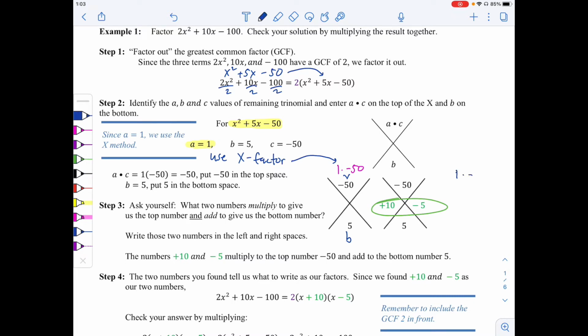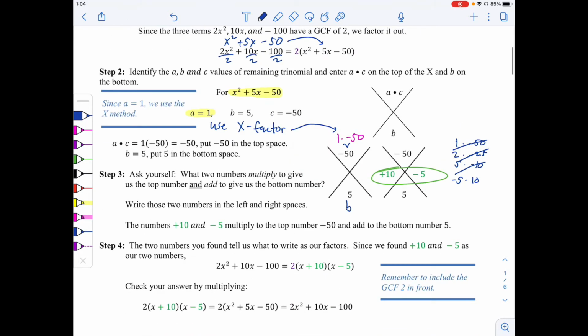like 1 times negative 50. That doesn't add to 5. 2 times negative 25, that doesn't add. 5 times negative 10, that adds to negative 5. So we can flip this around. This doesn't work. So you go negative 5 times positive 10. So that's how you get those two factors, 10 and negative 5.